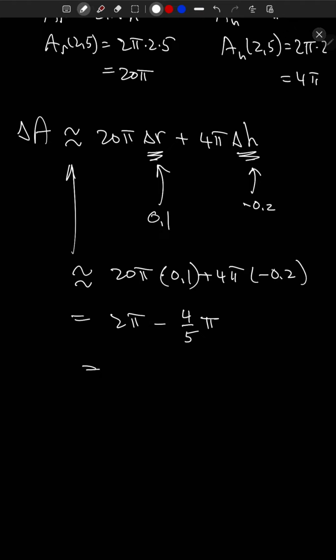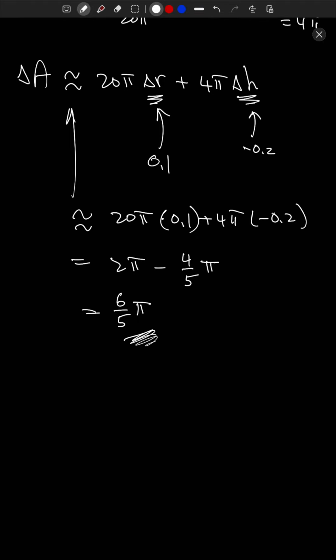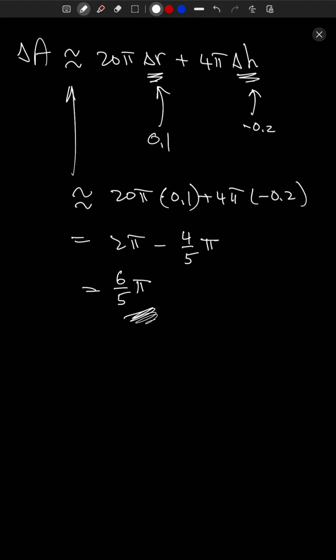So 6/5 pi. Okay. And so one conclusion here is if the radius changes by just 0.1, even if the height goes down by 0.2, my surface area is actually increased by 6/5 pi. All right. Okay, so that again gives me a very, very rough estimate for the change in whatever function. All right, so that's pretty much it for this section.